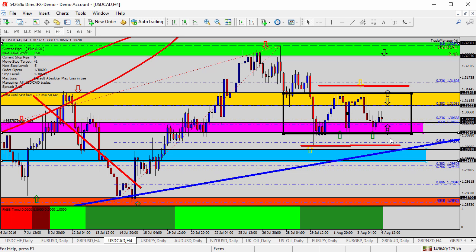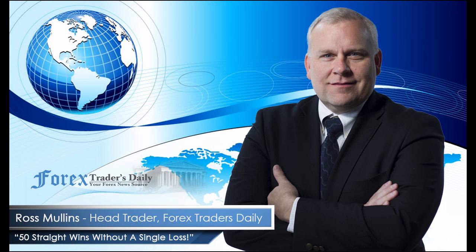That's the risk. Breaking the pink zone goes lower. Staying within and above it, we look for the market to find support and go back up for the USCAD today. From Forex Traders Daily, this has been your daily analysis with Ross Mullins.